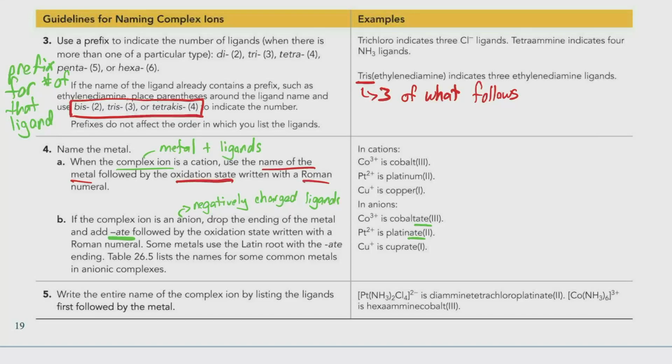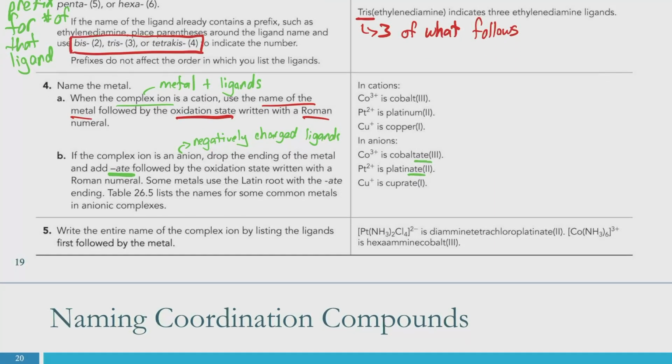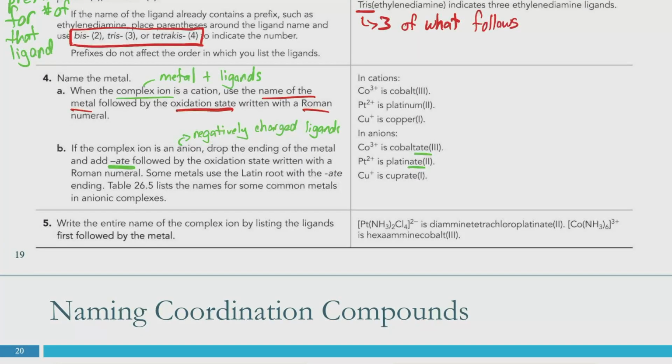So the tricky part would probably not be for copper, that wouldn't be too tricky. You might see cuprate and be like, oh, that's copper. But for things like tin, I'm pretty sure it's not tinate, it's stannate. The Sn is stannate. And then you can write the entire name of the complex ion by listing the ligands first, followed by the metal. So we're going to collect our pieces and then put them all together.